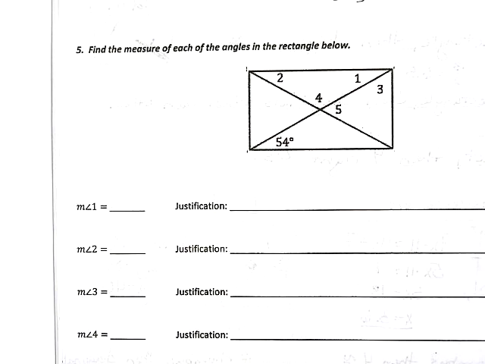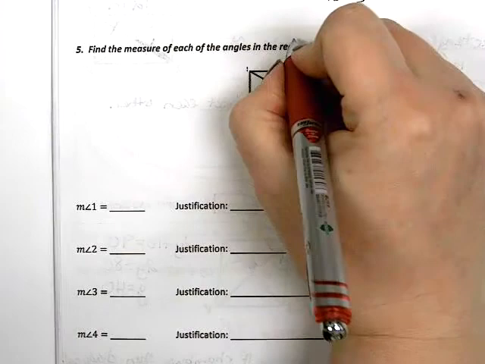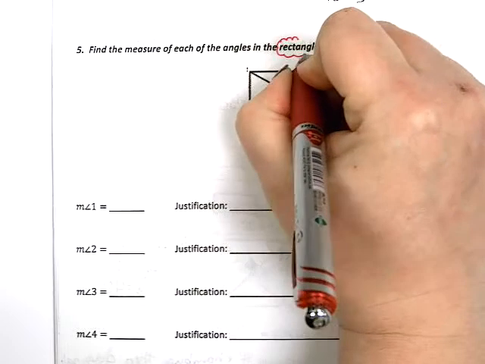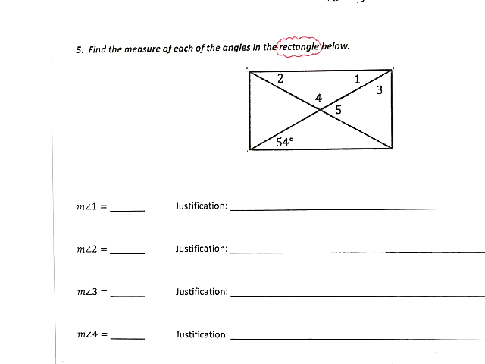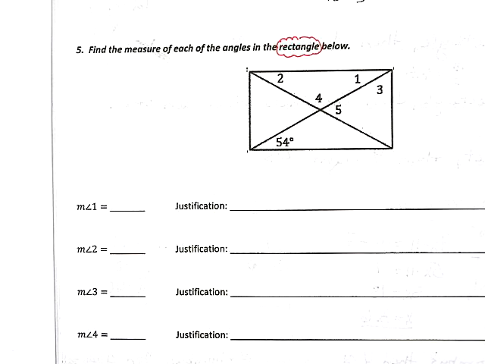Alright, then we got one more thing that we are going to look at right now. So we are given a rectangle. So I need you guys to highlight that for me and think about the properties of a rectangle, right? It's got all the properties of a parallelogram, plus we've got that the diagonals are congruent, and we've got some right angles going on, right? So let's think about what we can do here.